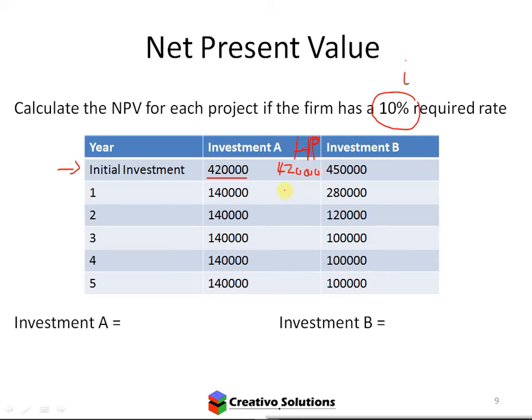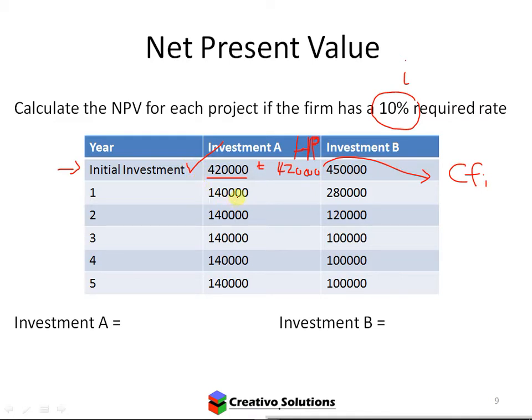Is this an inflow or an outflow? It's an outflow, so you need to use that plus-minus button to make it negative. Then you press the CF, I think it's CFI or CFJ on your calculator. That's the button you use to insert the first cash flow, which is a negative 420,000. So press that button. Now you've inserted the first cash flow. That's sitting in the calculator's memory.